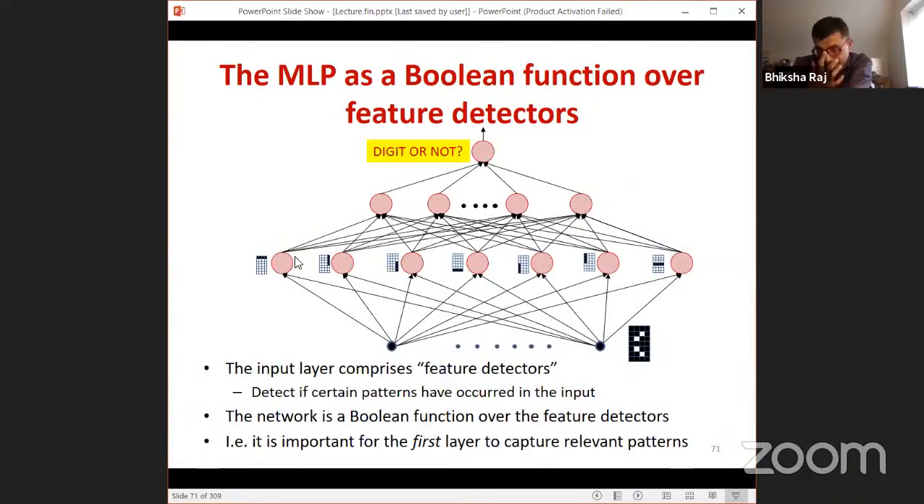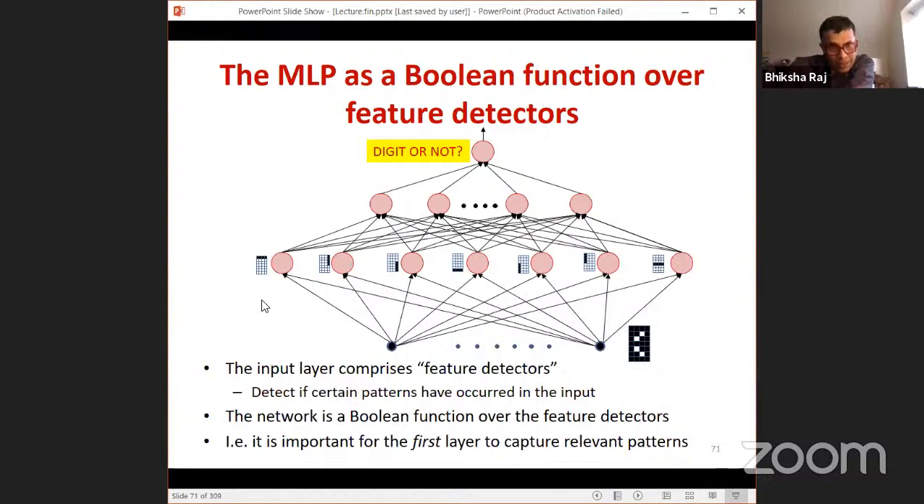So now, when you look at an entire MLP, the MLP is a Boolean function of feature detectors. You have this, not the input layer, the first hidden layer, is a collection of feature detectors which detect if certain patterns have occurred in the input.